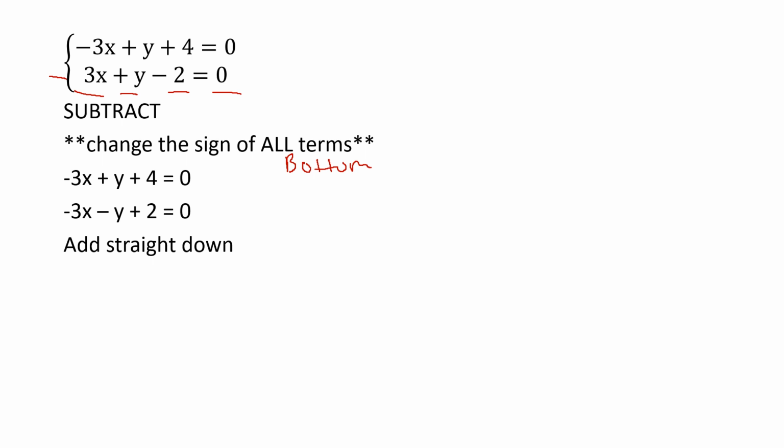So when I add straight down, I have negative 6x plus 6 equals 0. Those y's canceled themselves out. They eliminated themselves. I'm going to move that plus 6 over. It's going to become a minus. Now I need to get rid of the other negative 6, and because I'm multiplying on the left, I divide on the right, and negative 6 divided by negative 6 is 1.